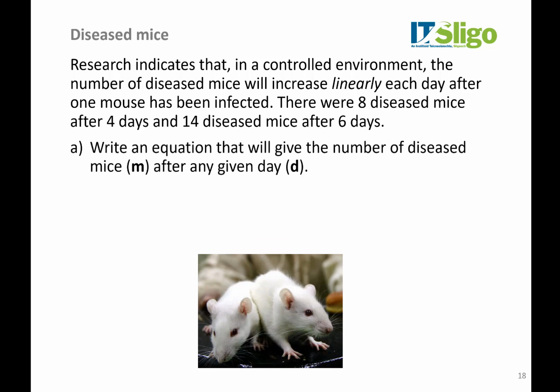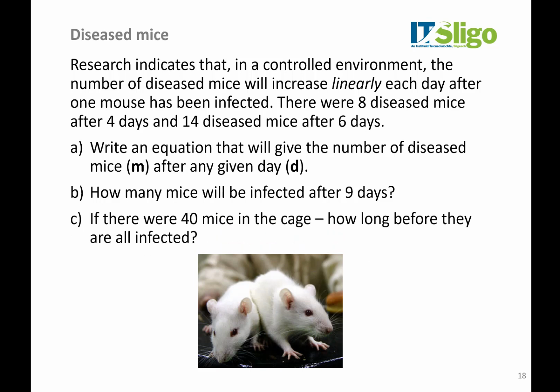Write an equation which will give the number of diseased mice after any given day. How many mice will be infected after 9 days? And if there was 40 mice in the cage, how long before they are all infected? So question B and question C obviously depend on us nailing down part A first of all.